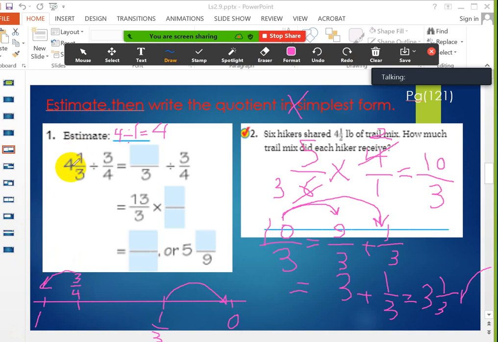Okay. Now I want you to write 4 and 1 over 3 as a fraction. It will be what? 4 multiplied by 3 is equal to 12, plus 1, 13. Excellent. So it will be 13 over 3 divided by 3 over 4.